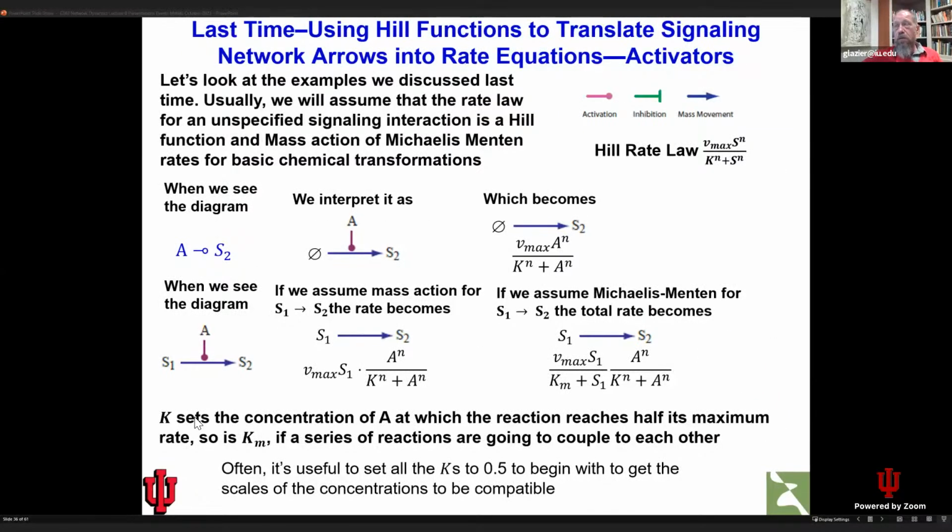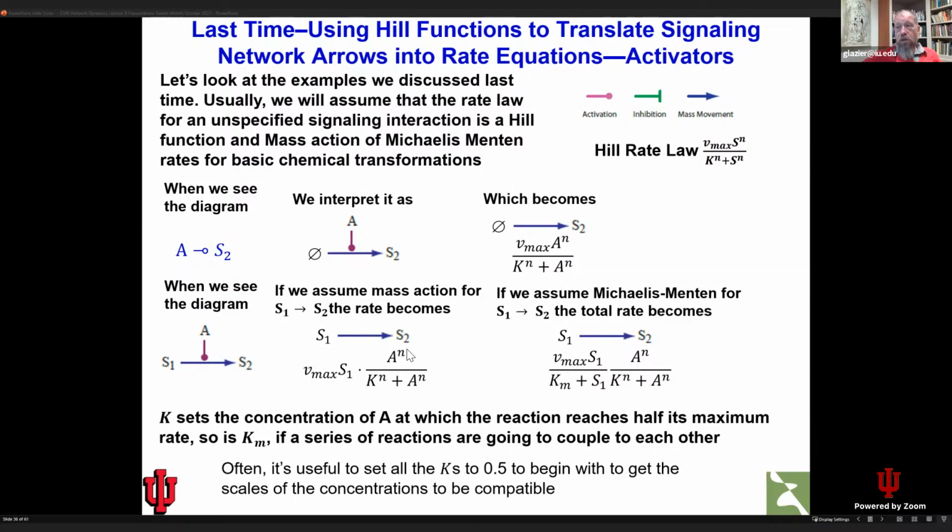And then we talked about using Hill functions to translate signaling or regulatory networks into mathematics. And very often we'll see something like A promotes S. And we saw that today in the example that Pedro presented. And that is to be interpreted as, in this case, nothing goes to S, because A is a regulator, it's not used up. And that really means that nothing goes to S with a rate that's a Hill function of A. And if it's an activator, we use an increasing Hill function.